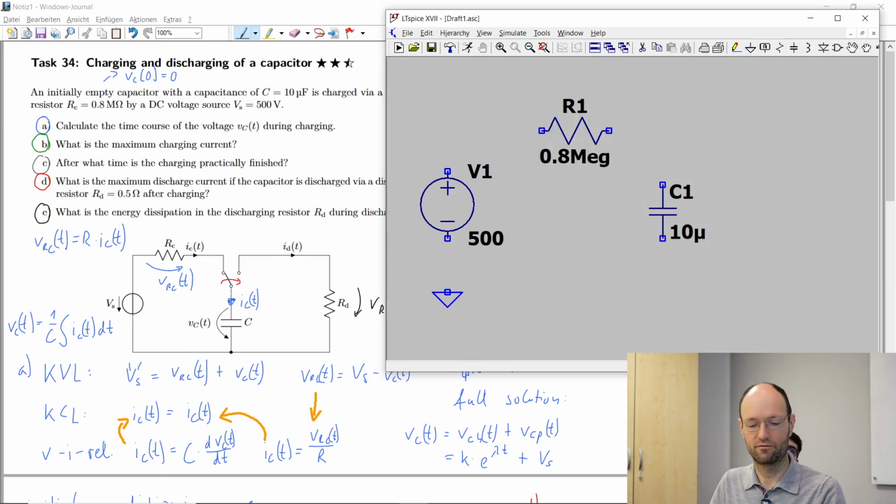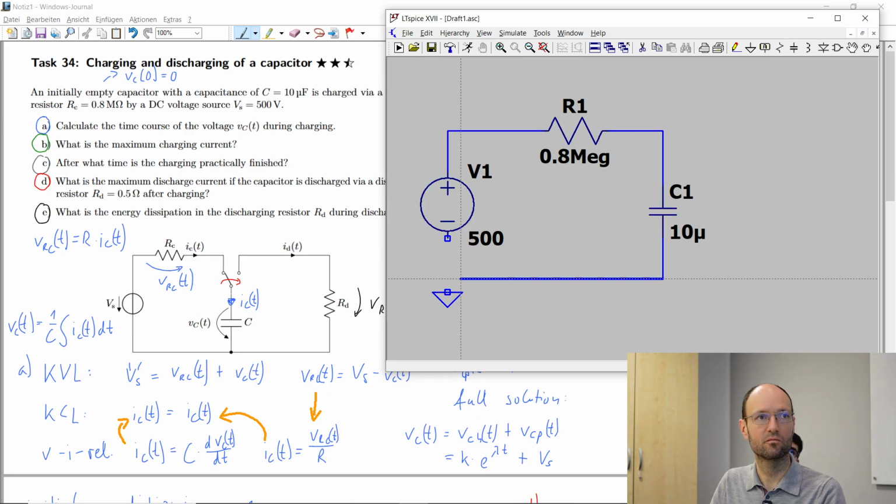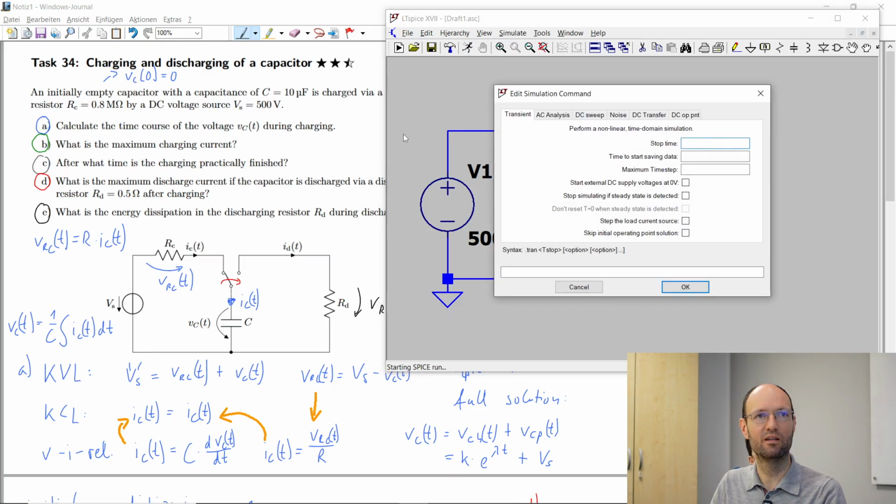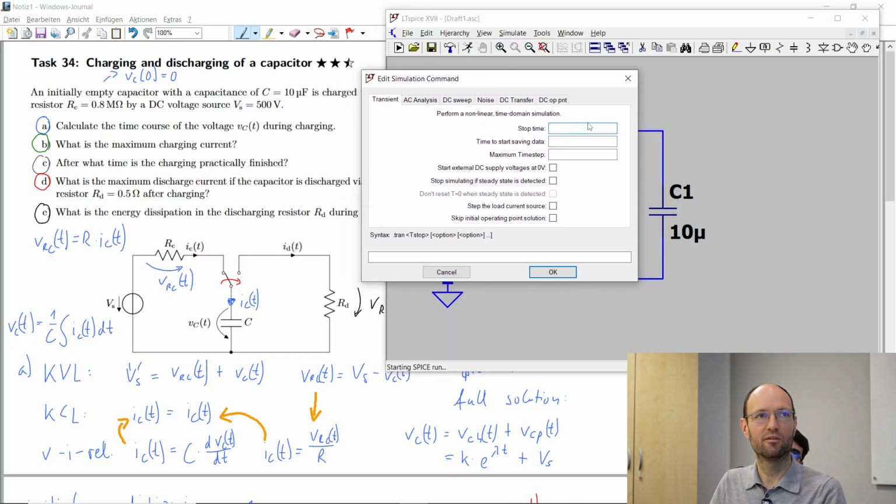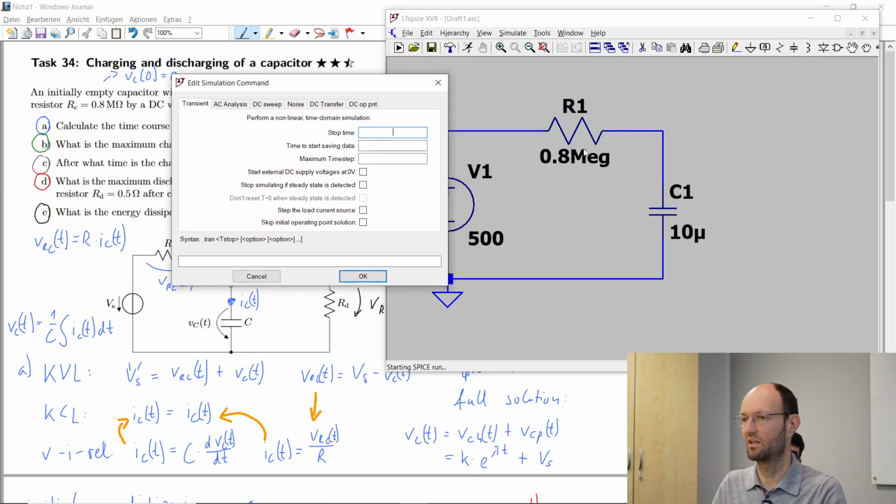So then we need to have the ground somewhere, and we just need to wire this loop with the wire tool. And we are more or less finished. We can try to simulate. And now we need to set some meaningful stop time for the simulation. Because we have solved this already before, we know, okay, something like 40 seconds, for example, is meaningful.